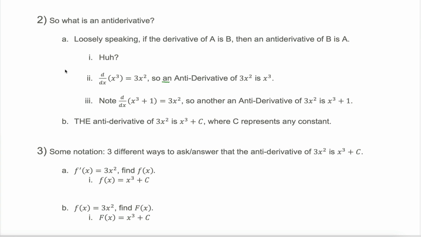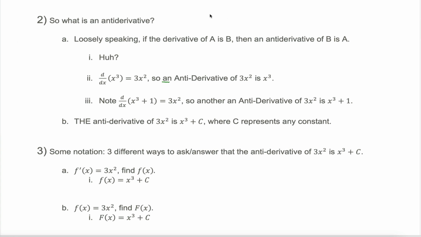That's already a little bit annoying that we have multiple answers to the same question, the question of what is the antiderivative of 3x squared. So typically what we do to get around that is we define the antiderivative of 3x squared to be x cubed plus c, where c represents any constant. And that's not specific to this antiderivative of 3x squared. Anytime we take an antiderivative, we're going to tack on a plus c to our answer, because the derivative of any answer plus c is the same as the derivative of that answer, x cubed in this case.